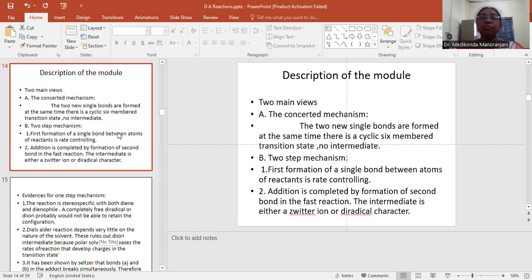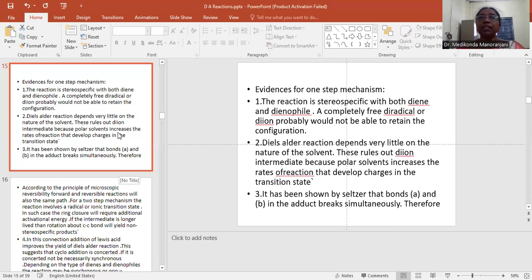Evidences for one-step mechanism. The reaction is stereospecific with both diene and dienophile. A completely free diradical or diion probably would not be able to retain the configuration. Diels-Alder reaction depends very little on the nature of the solvent. This rules out diion intermediate because polar solvents increase the rates of reactions that develop charges in the transition state.